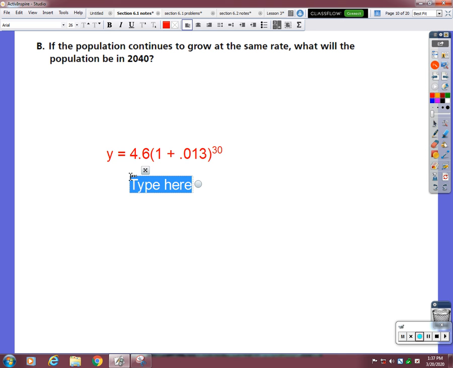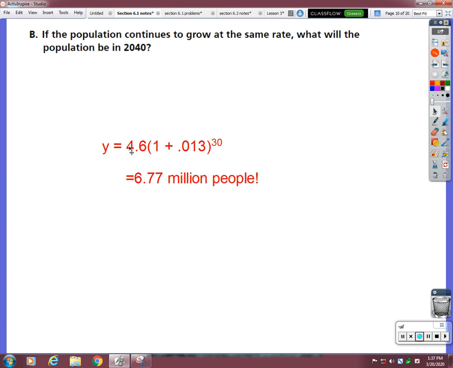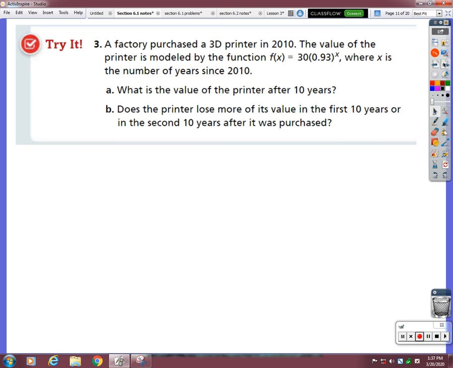So then if I jump over to my other computer that does have internet access and type that into Desmos, then that gives me an answer of about 6.77 million people. Okay? So that's what that looks like. So actually exponential functions are super easy to use. You just need to know the starting value. You're always going to have a 1 here, and then this is the percent that the thing is growing.